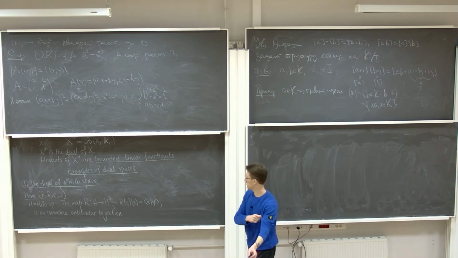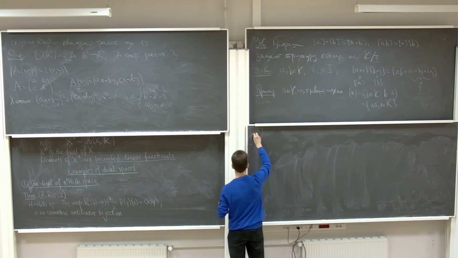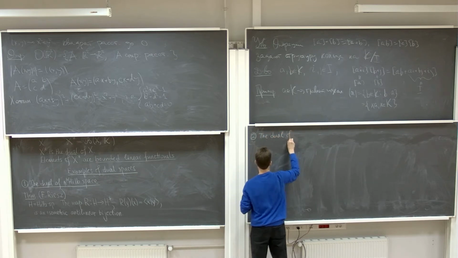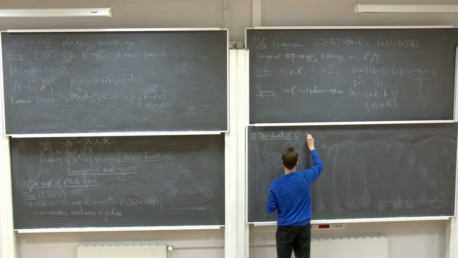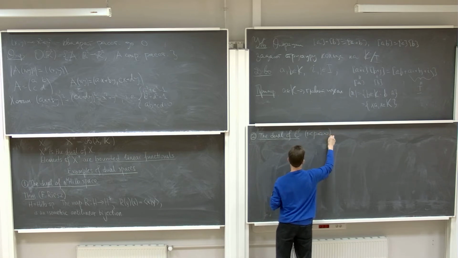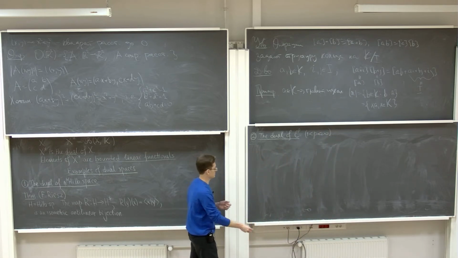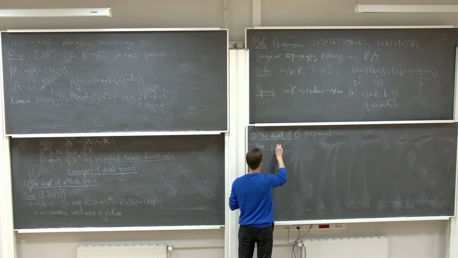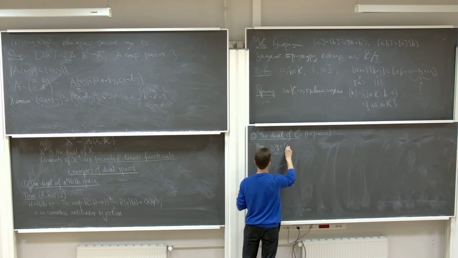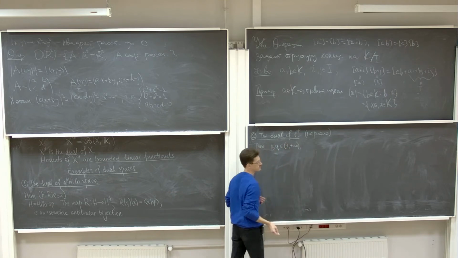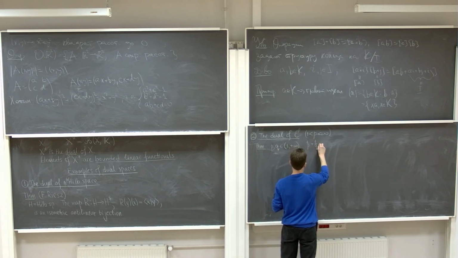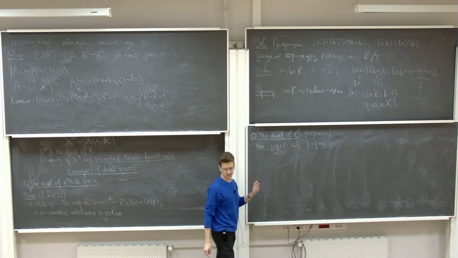Well, the second example, and actually this is the first example for today, is the dual of the little lp space. So we have the following theorem. Suppose that p and q are real numbers, strictly bigger than 1 and satisfying the following relation, the same relation as in Hölder's inequality.